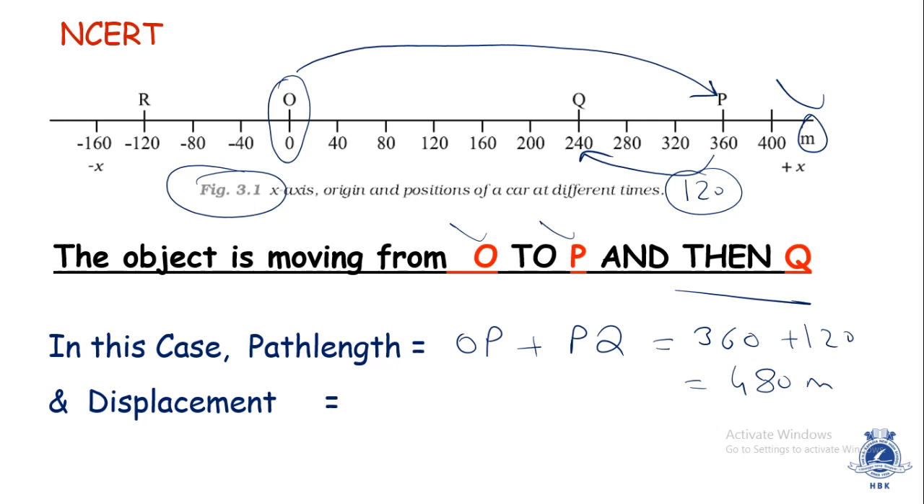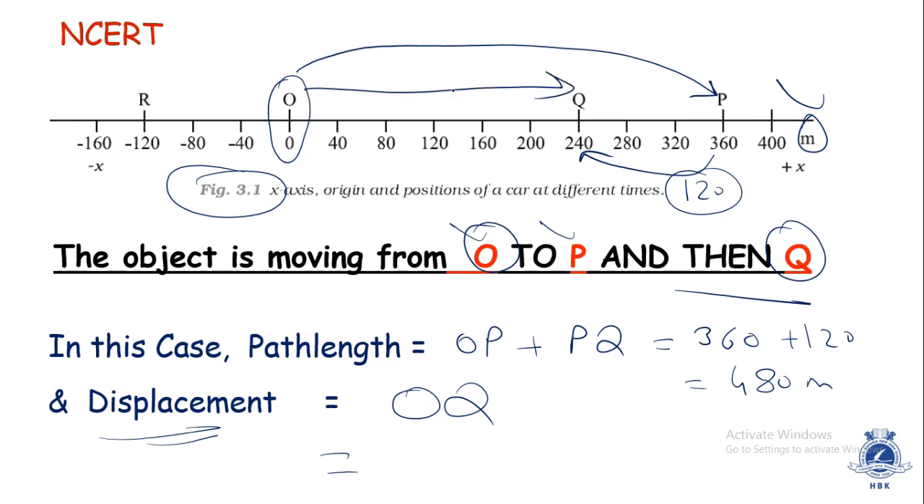Now let's see the displacement. What's the initial position? Initial position is O and final position is Q. So we can say that displacement in this case will be OQ. O to Q is just 240 meters. So this is our answer. The displacement of the particle will be 240 meter, and the path length is 480 meter. This is the example which is given in our NCERT textbook.